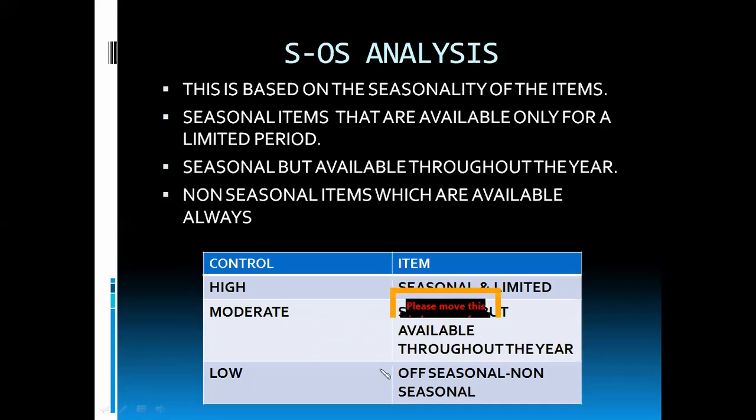So more effort should be made, or more control should be done, in the case of seasonal but limited. Moderate control over seasonal but available throughout. And lower control, or least control, we can exercise over non-seasonal, or off-seasonal items.